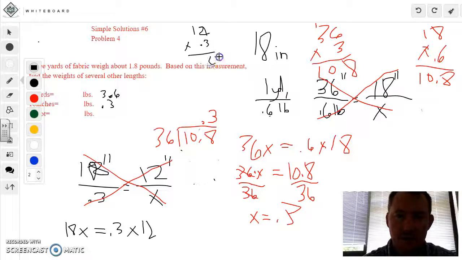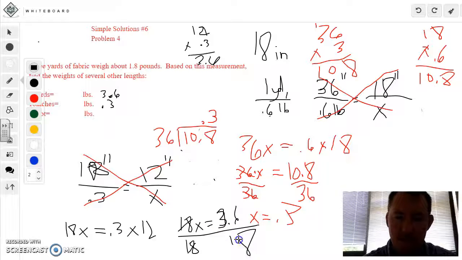2 times 3 is 6. 1 times 3 is 3. And then I need a decimal place. Now I need to rewrite my equation just so I can see what I'm doing. 18x equals 3 and 6/10. And if I remember what I said earlier from the other two examples, I'll do the opposite operation to both sides. Now, that gives me x equals 3 6/10 divided by 18.